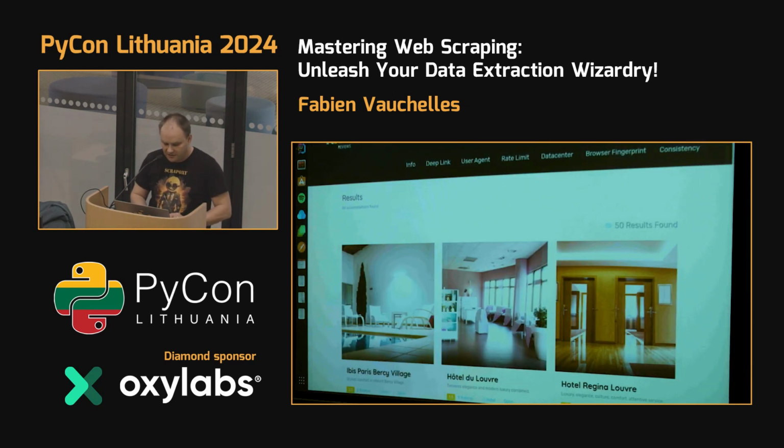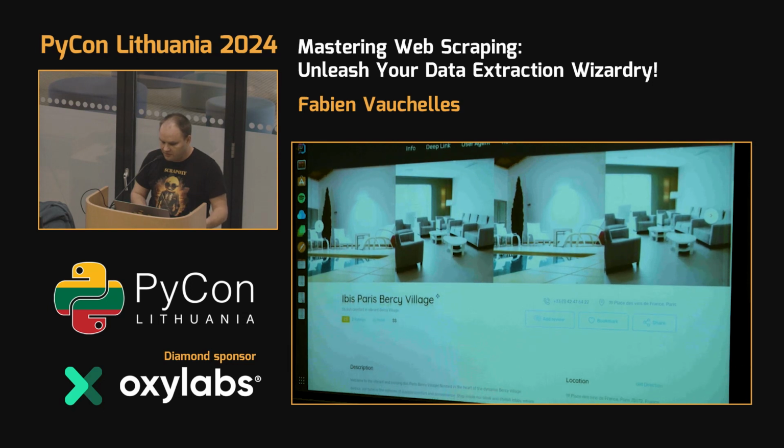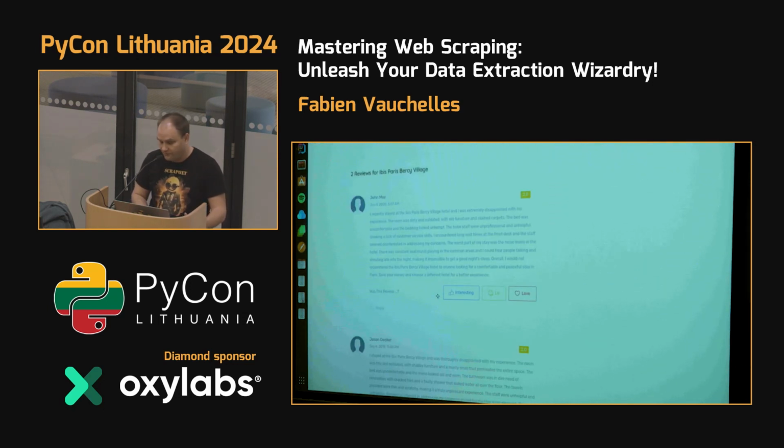If she clicks on one accommodation here, she will get the name, the location, the description, the contact, and also the reviews. It's all about analyzing those reviews. Those reviews contain the sentiment of the customers, and with large language models you can extract this information. But now let's understand how the website works.